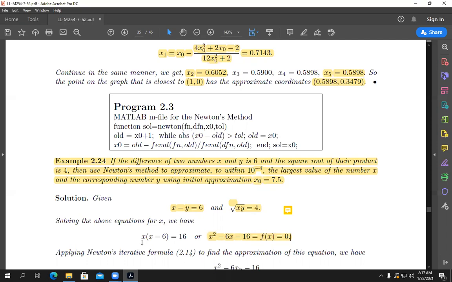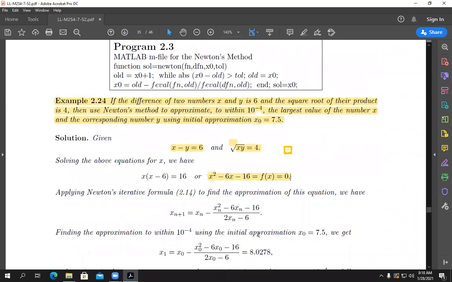Because you open the bracket, x square minus 6x equal to 16. Take 16 to one side, make one side equal to 0, and the non-zero side is always your f of x. Now you have f of x. Now you need to find the derivative. The derivative of this function is 2x minus 6. Then you can put it in the formula. This is the Newton formula you have here now.